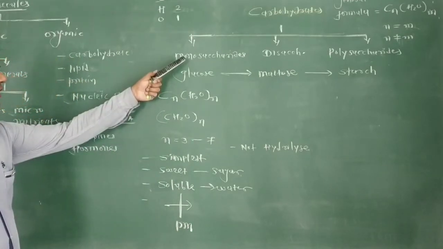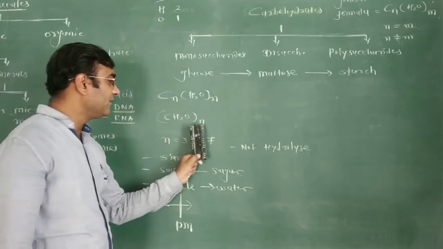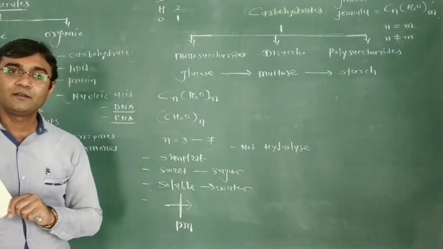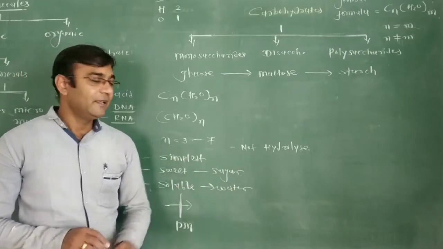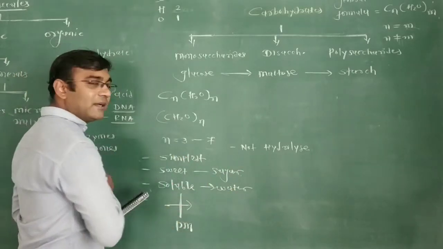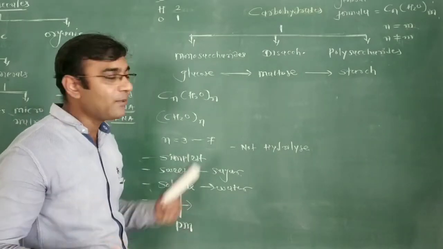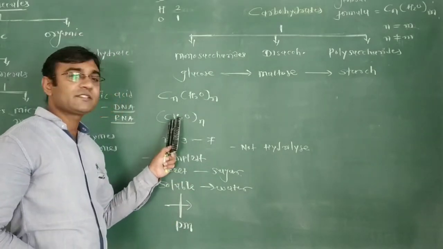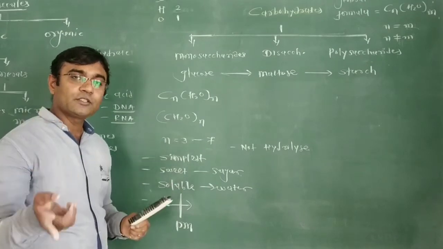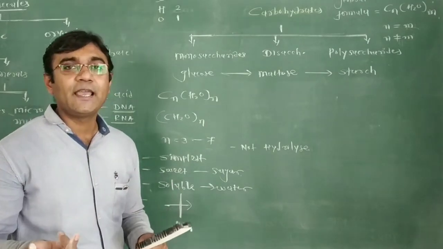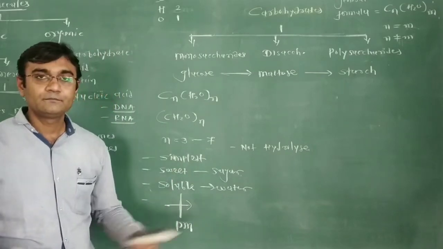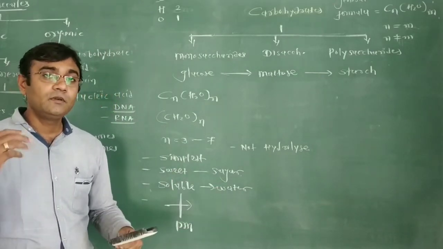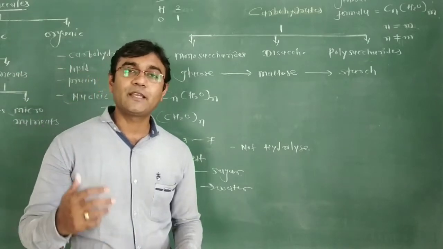Now we are going for the discussion of different types of monosaccharide on the basis of the value of n: 3, 4, 5, 6, 7. If you take 3, here 3 carbon, so that is triose type of monosaccharide. 4, so C4, tetrose. 5, pentose. 6, hexose. 7, heptose. So according to the number of carbon, monosaccharide has various types: triose, tetrose, pentose, hexose, heptose.